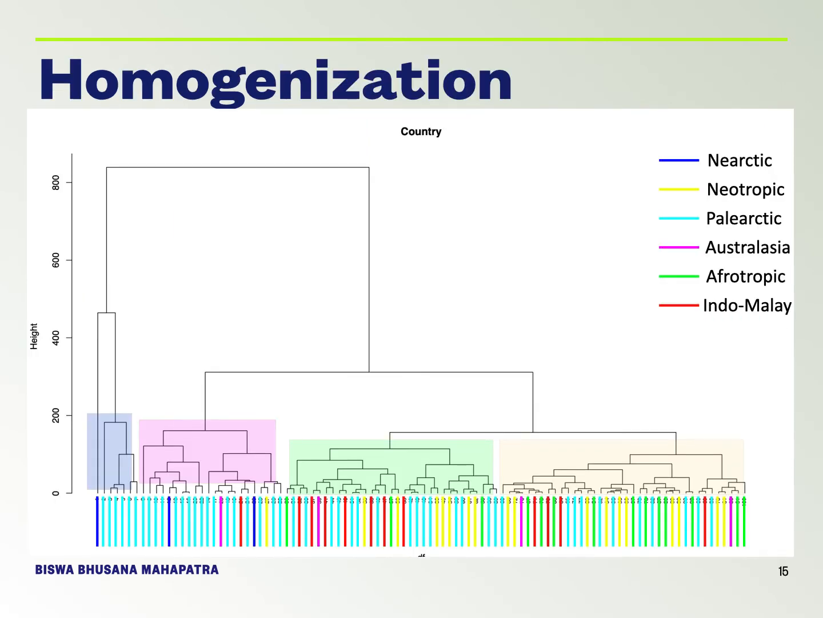Invasive species cause homogenization. Here, clumps shown in different colors contain different invasive species from different realms all together. All realms like Nearctic, Neotropic, Palearctic, Australasia, Afrotropic, Indomalayan. So clumps are countries with similar geographic regions.